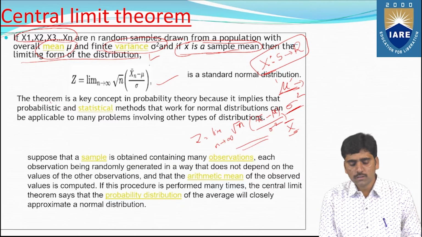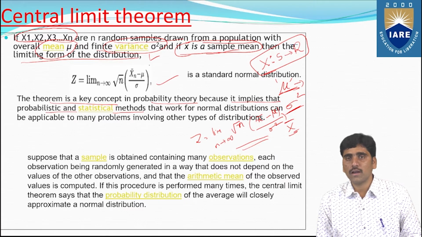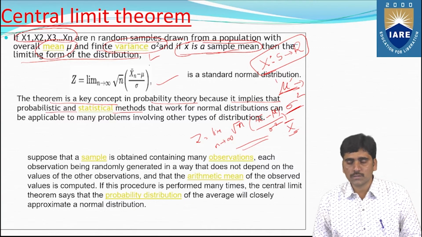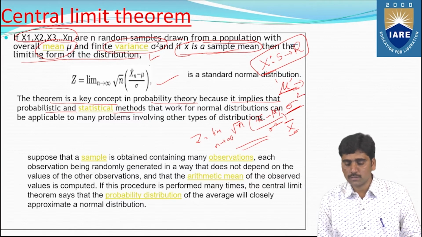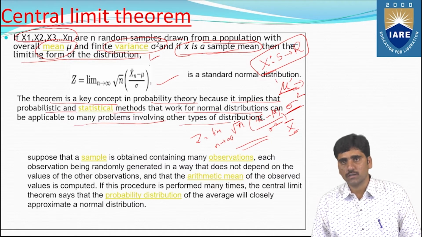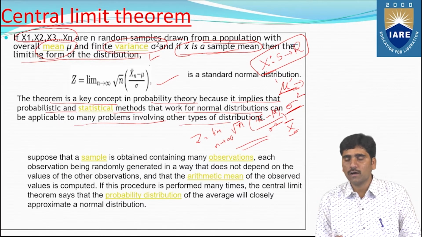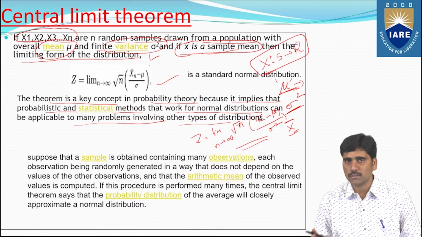The theorem is a key concept in probability theory because it implies that probabilistic and statistical methods that work for normal distributions can be applicable to many problems involving other types of distributions. So different types of distributions can be worked on like normal distributions. These probabilistic and statistical methods can be used with the help of this limit theorem.